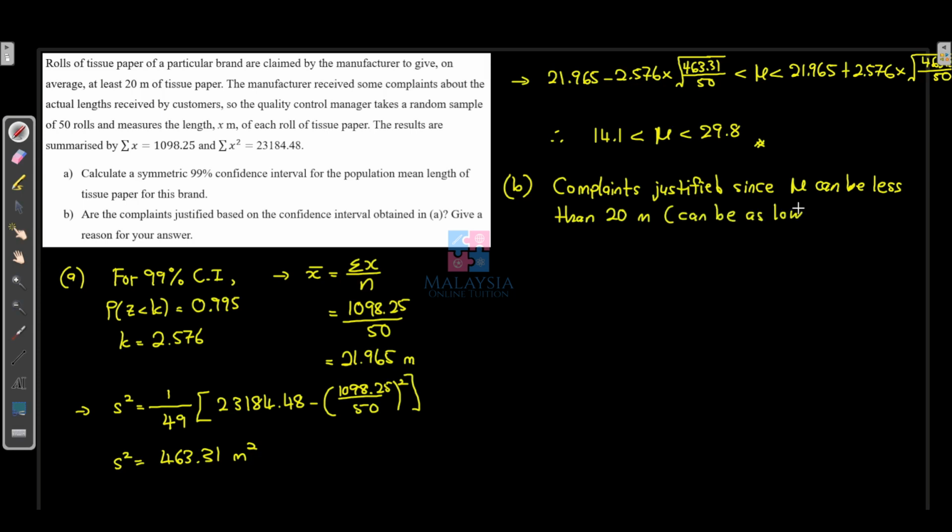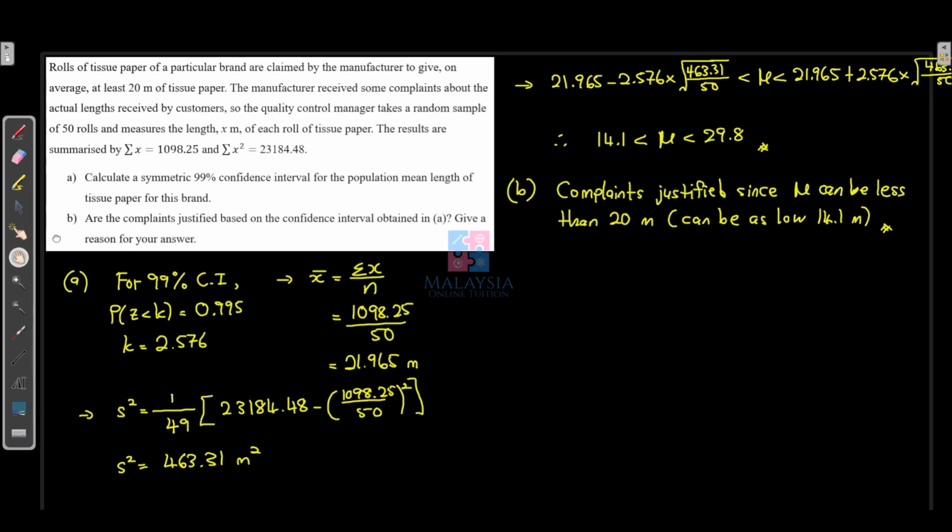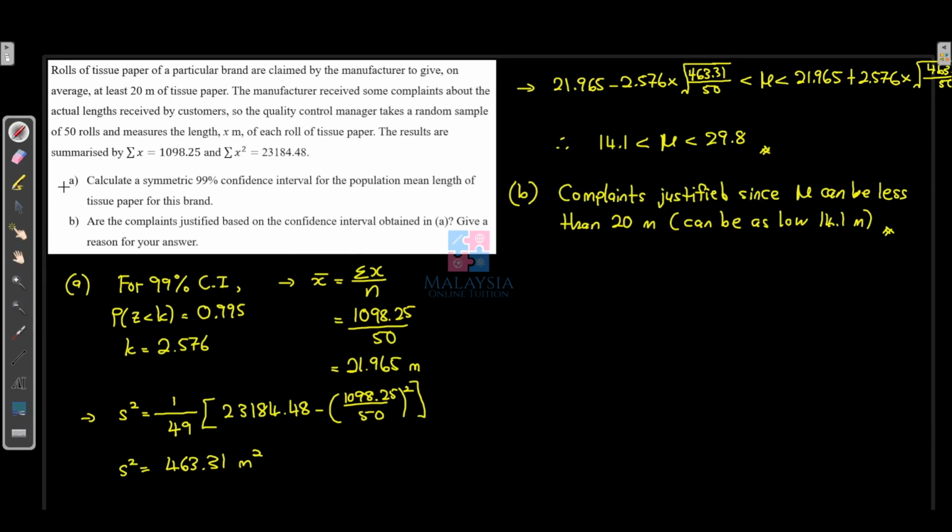Imagine you bought something that they advertise to have at least 20 meters, but then you get only 14.1. Of course, you are going to be unsatisfied, right? So yes, the complaints are justified. It can be as low as 14.1 meters based on the confidence interval. If you get a little bit more, then it's a bonus. But if you get less, that's the problem. So this is how you justify part B here. So that's all for question number 3.